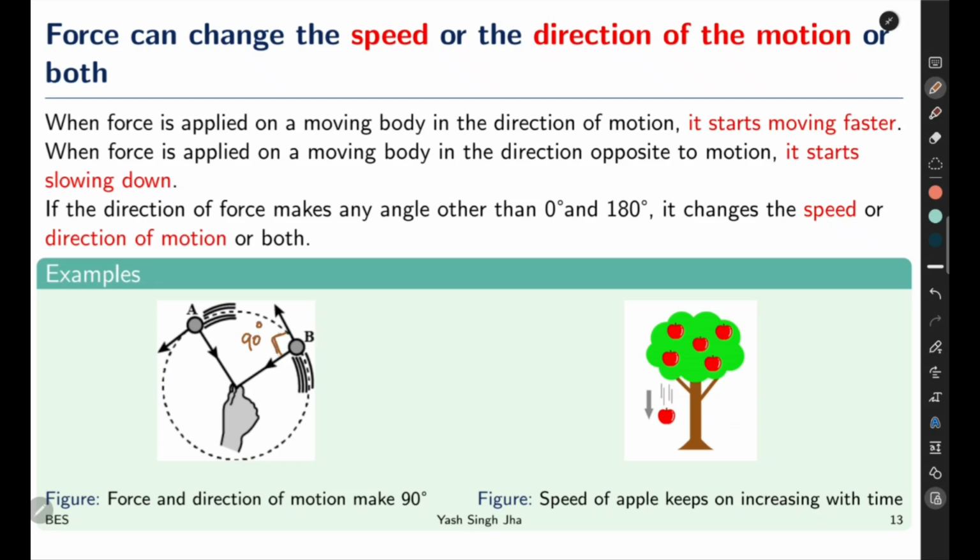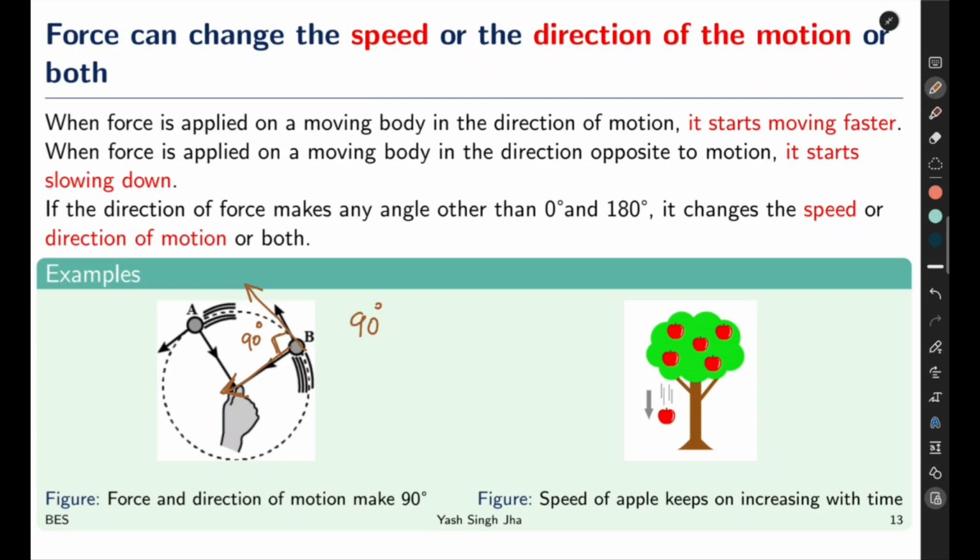The force, which is called a centripetal force, which we are going to study later, is acting towards the center. And the direction of motion is always tangent to the circle. So the force is always perpendicular to the direction of motion, that is, it makes 90 degrees to the direction of motion. In a uniform circular motion, only the direction of motion is changing at every point of the circle, but the speed remains the same.